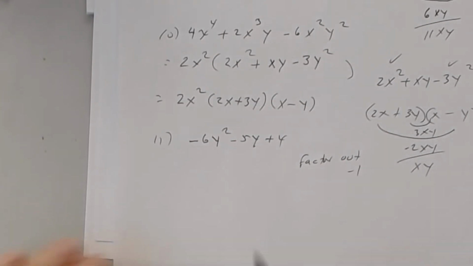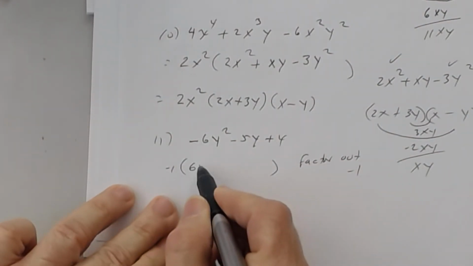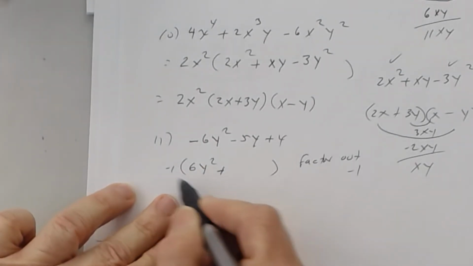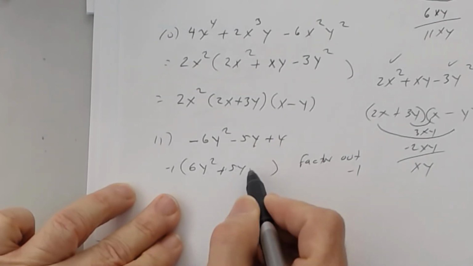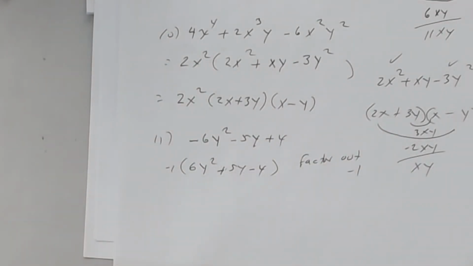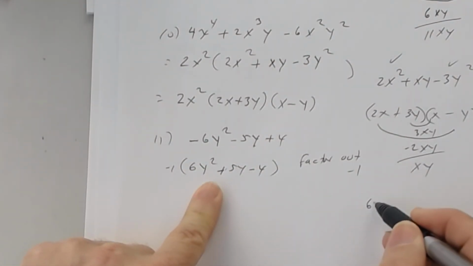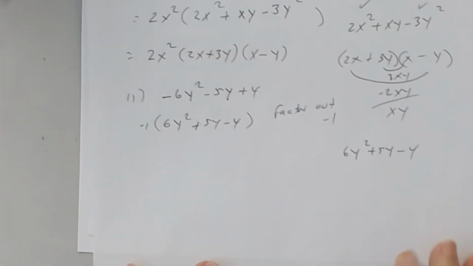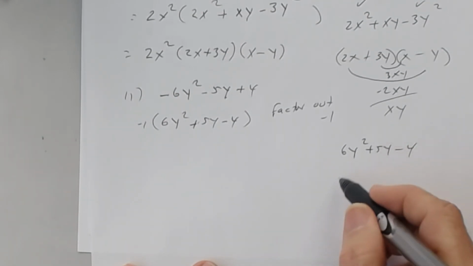All right, let's do that. You're going to say negative 1 times what? Good. 6y squared plus, because a negative times a positive is a negative. And then what? Minus 4. Good. All right, now let's go off to the side, take this trinomial, and let's factor it. Now the GCF is 1, right?